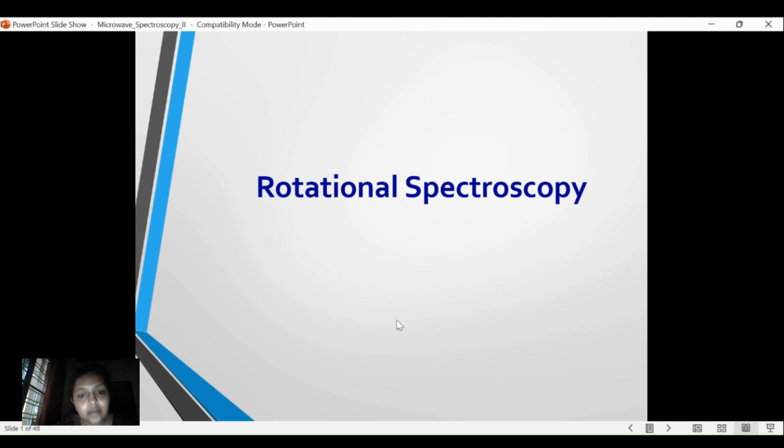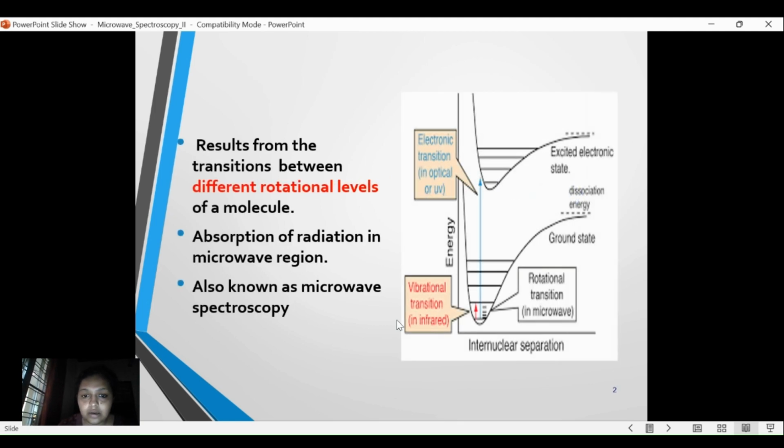And so today we are looking into rotational spectroscopy, and rotational spectroscopy results from the transitions between the different rotational levels of a molecule. We know in a molecule there are different types of energy levels. They are rotational energy levels, vibrational energy levels, electronic energy levels, nuclear energy levels.